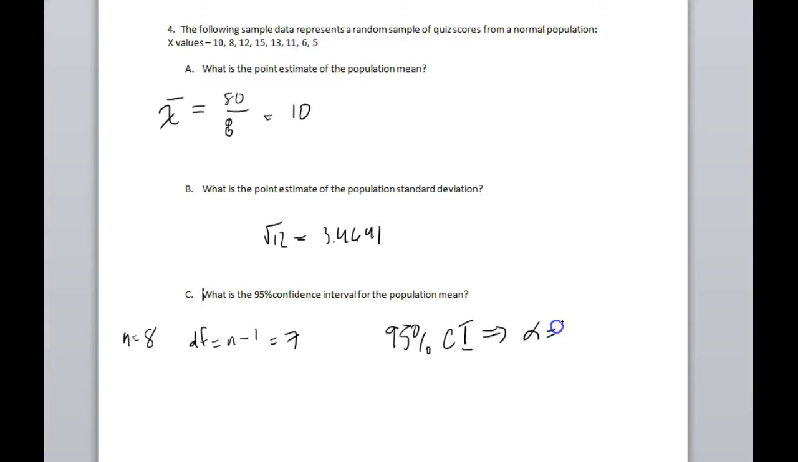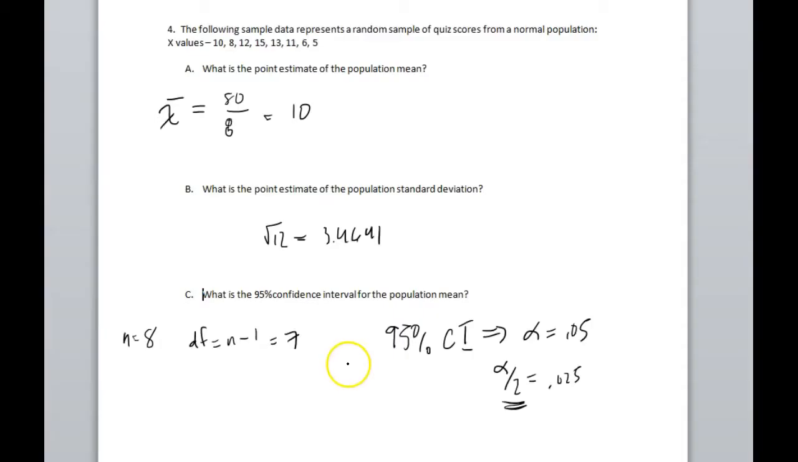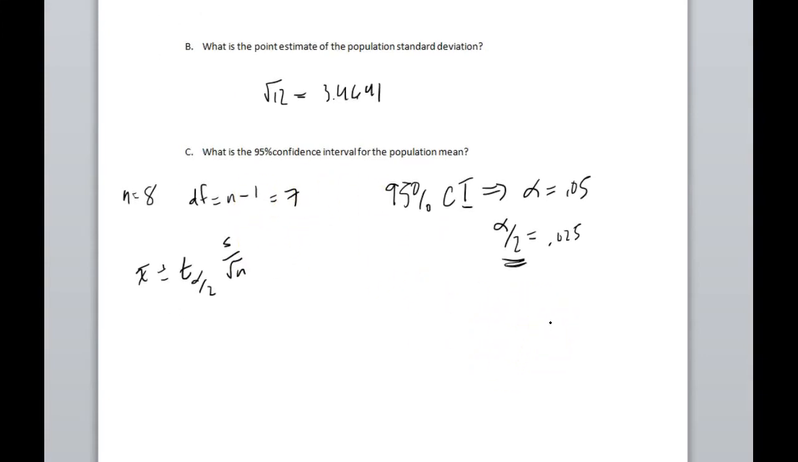implies alpha equal to 0.05. Right? And then thus alpha half is equal to 0.025. Right? Because that's what's going to be in our table that we're going to be looking for. So I would go back to our PowerPoint here, and we get x bar plus or minus t of alpha half times s over square root of n. Okay? So x bar we know is 10.